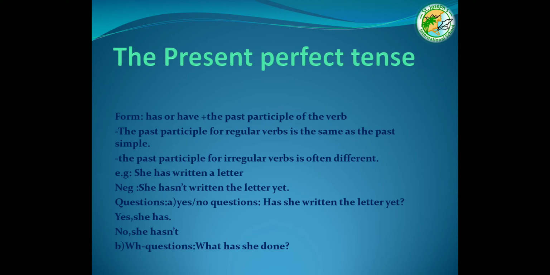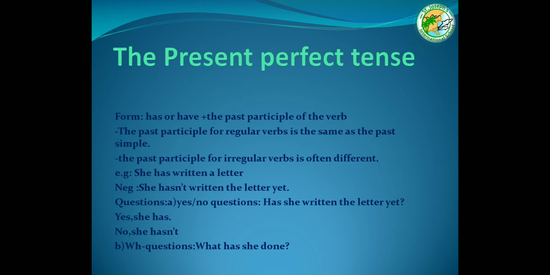Question. How can we form a question? With short answers, yes or no, we form the question by adding has or have at the beginning, then the subject plus the past participle of the verb, and at the end we add the question mark. Has she written the letter yet? Yes, she has. Or no, she hasn't.